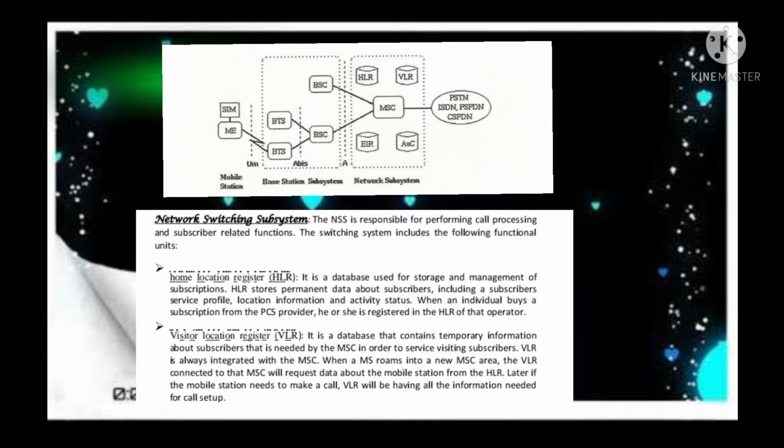When an individual buys a subscription from the PCS provider, he or she is registered in the HLR of that operator. Visitor Location Register. It is a database that contains temporary information about subscribers that is needed by the MSC in order to service visiting subscribers. VLR is always integrated with the MSC. When a MS roams into a new MSC area, the VLR connected to the MSC will request data about the mobile station from the HLR. Later, if the mobile station needs to make a call, VLR will have all the information needed for call setup.